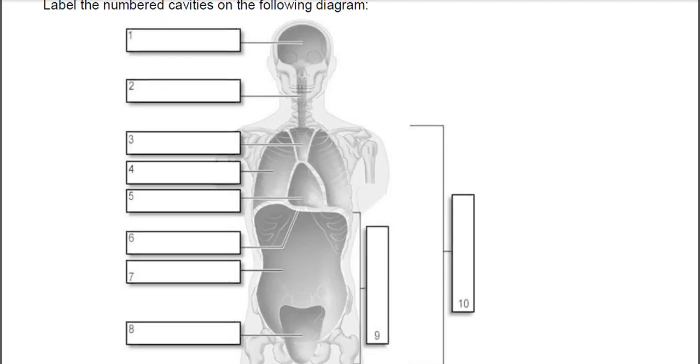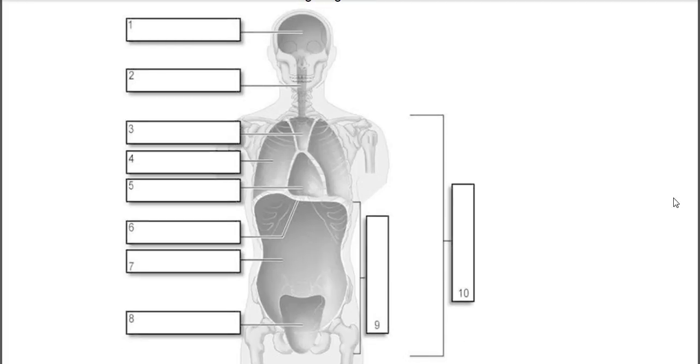This is another diagram looking at the same cavities. So we learned that the head was the cranial cavity. The neck is the vertebral. This is one that was not on the previous one. So this was, on the previous diagram, included all in the thoracic cavity. But here we've broken it down into smaller subcavities. Number 3 is called the mediastinum. It's a cavity that's located above the heart and between the lungs.